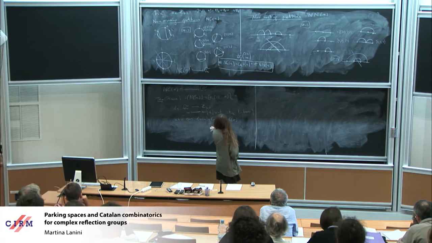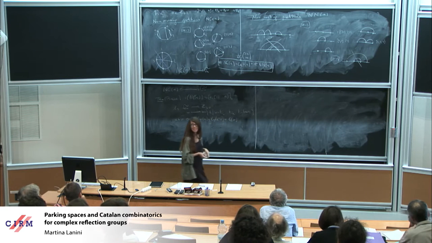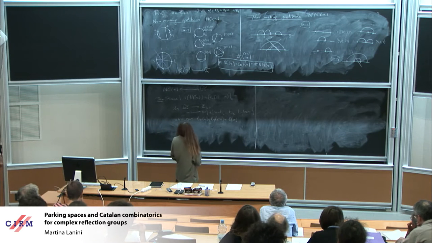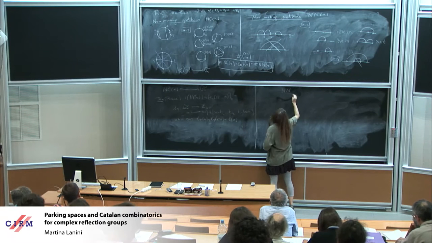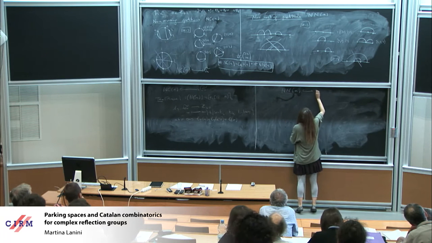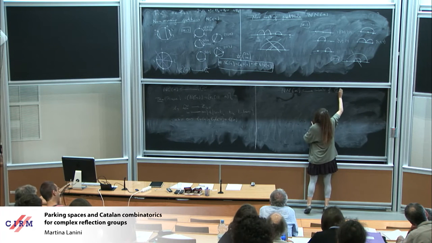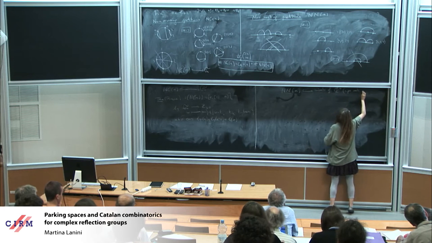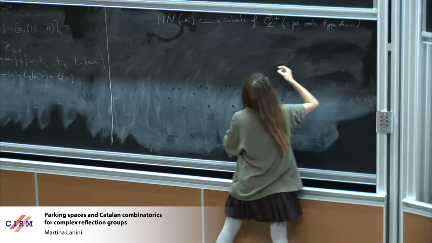So before generalizing this, let me see what we can say about this other set, another way of describing non-nesting partitions. In this case, again, we can identify this set with a subset of something else, which is the set of subsets of Phi plus. These are just the positive roots of the root system of type A.